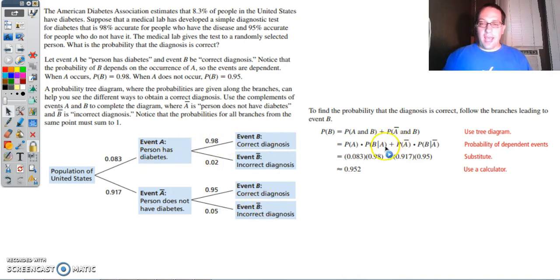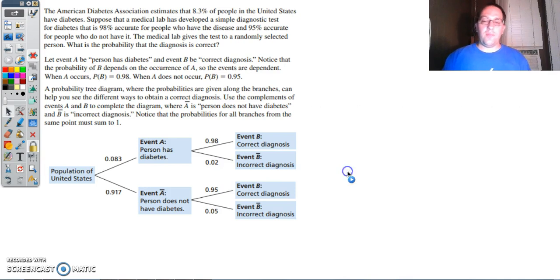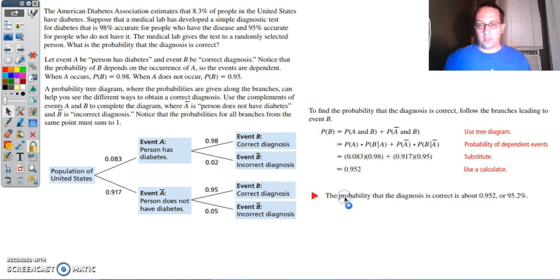So now we need to add to that the probability that someone does not have diabetes and gets the correct diagnosis. So that would be 91.7% times 95%, 95% of 91.7%. So you're going to multiply those together. And then you add them up. And so you end up with a test that is 95.2% correct.